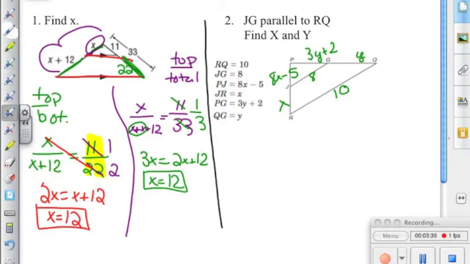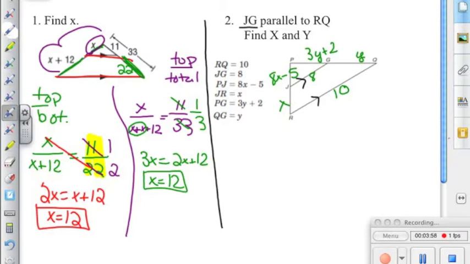I already have written my expressions in my diagram, so if you want to pause the video to write your expressions in the picture, you may. All right, so JG is parallel to RQ, so arrows there. So right away you're looking and thinking, I'm going to do those relationships top to bottom.